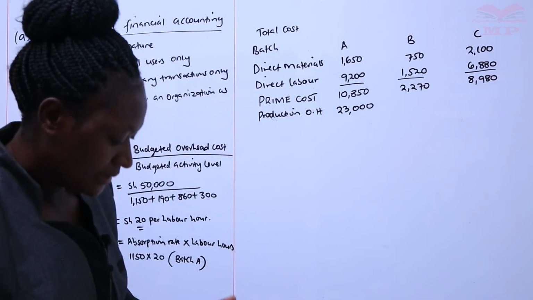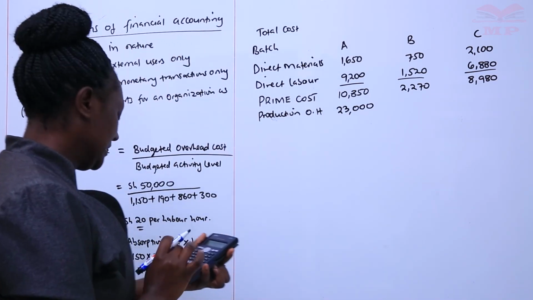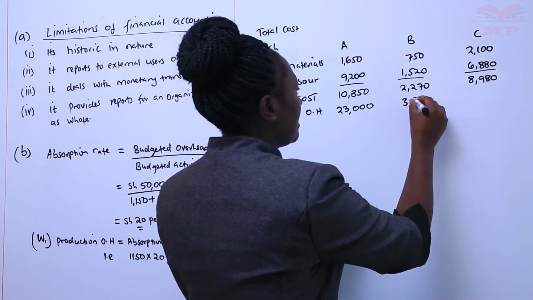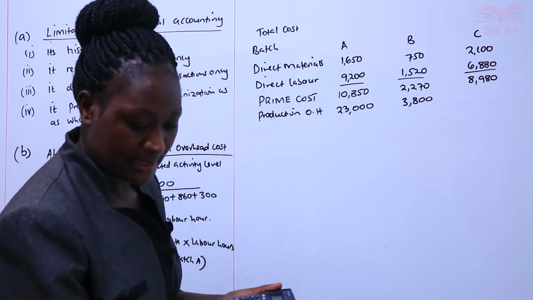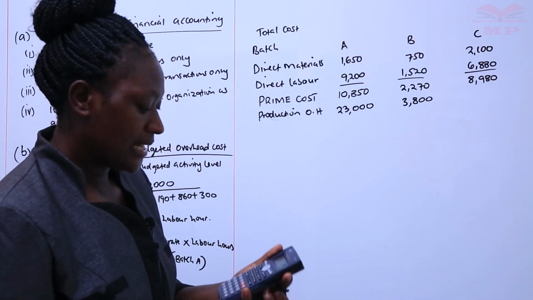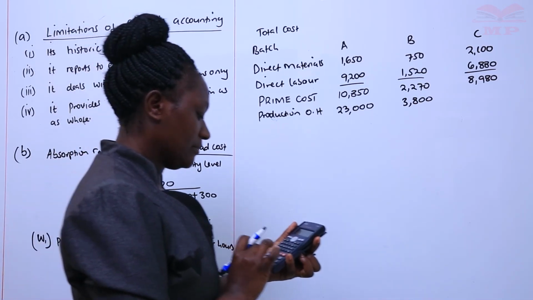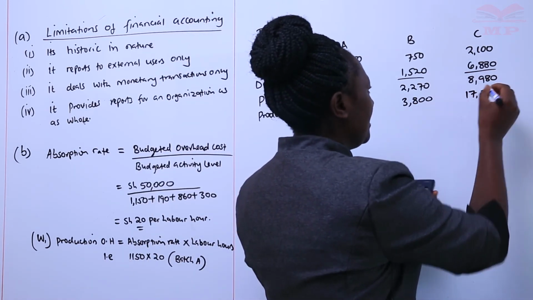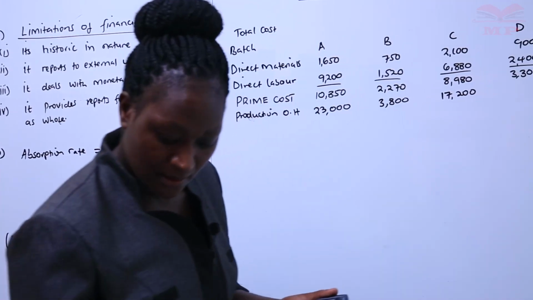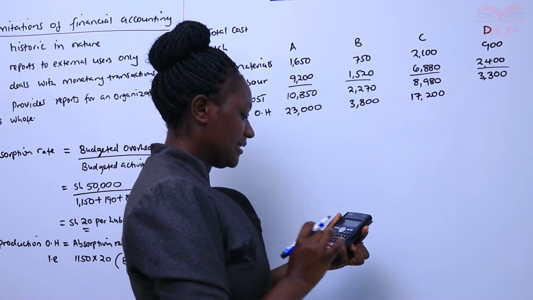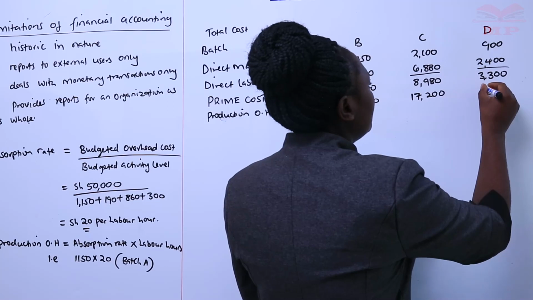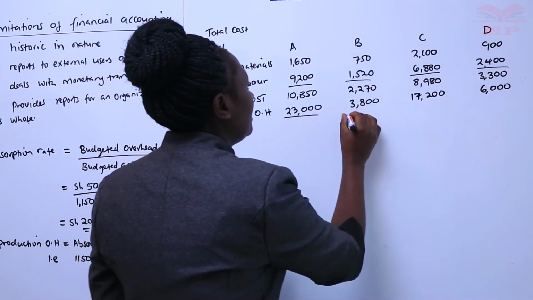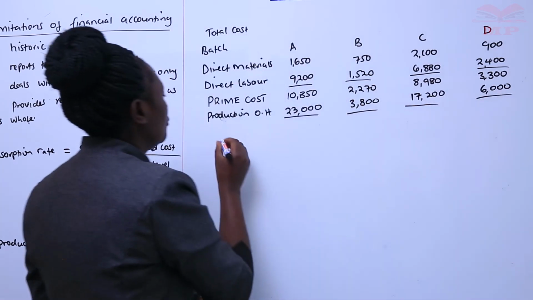Then for B, the labor hours are 190 times 20, which will give us 3,800. And C, the labor hours are 860 times 20, which will give 17,200. And then for D, the labor hours are 300 times 20, which will give 6,000. And then you simply get the total.